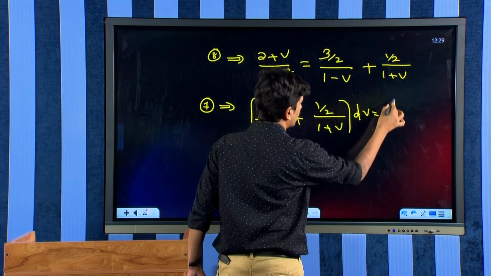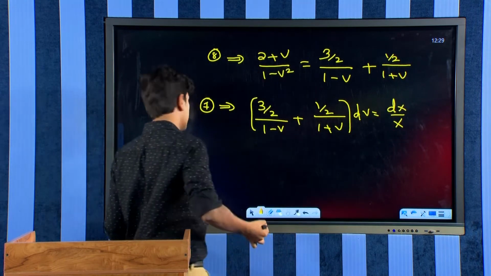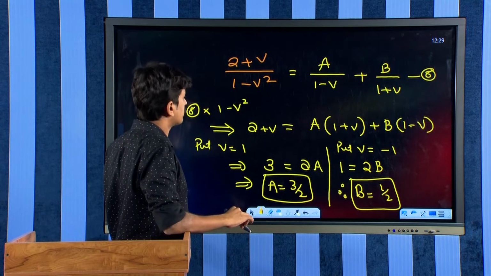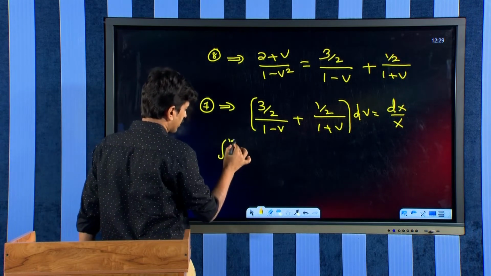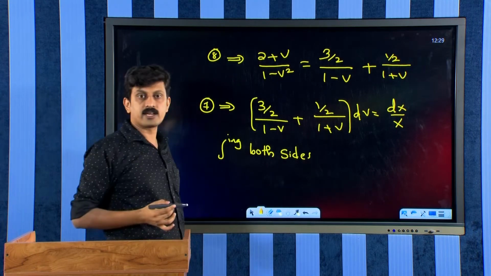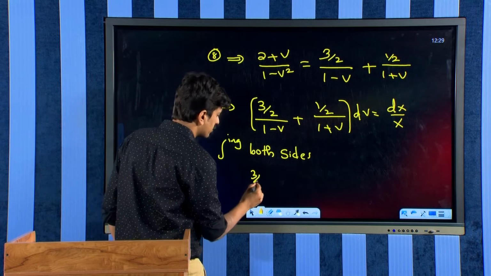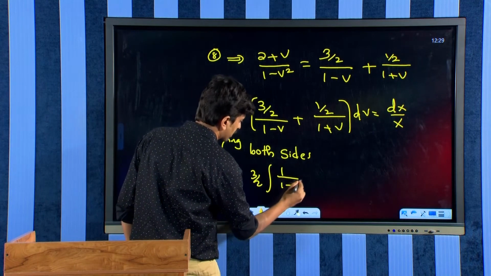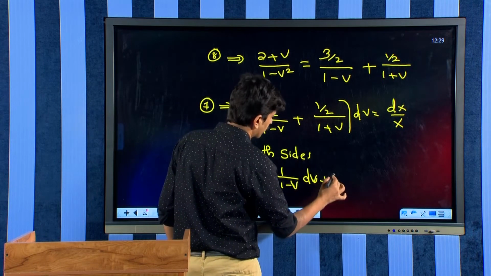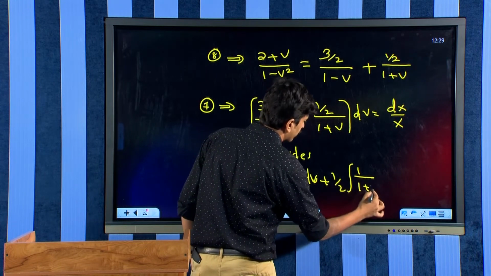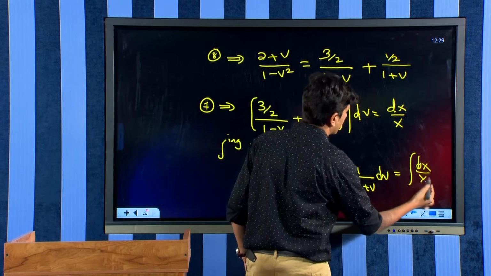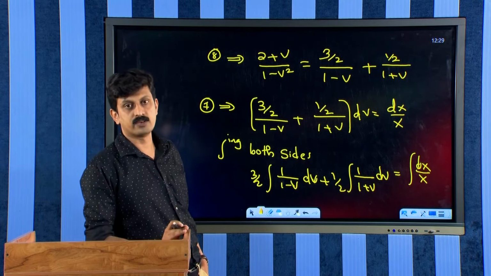dv is equal to dx by x. Now, we can integrate both sides. While integrating, we will have 3 by 2 into the integral of 1 by 1 minus v dv, similarly plus 1 by 2 integral of 1 by 1 plus v dv is equal to the integral of dx by x.